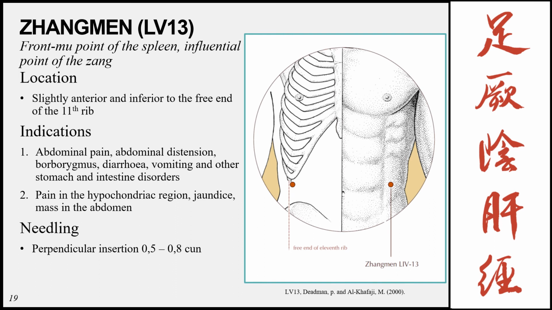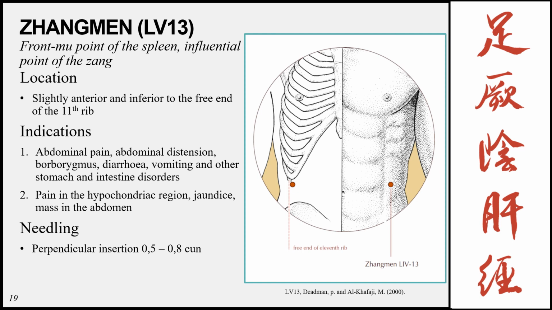The next point is ZHANGMEN, liver 13. So this is the front mu point of the spleen and the influential point of the ZHANG. It is located slightly anterior and inferior to the free end of the 11th rib. So if you remember from the previous lecture, we had to find another point with a similar location to this. Anyone remember which point this is? This point was GB25, which was anterior and inferior to the free end of the 12th rib. So remember I said in that lecture as well, try not to confuse the location of these 2 points.